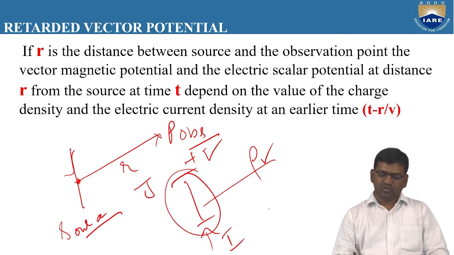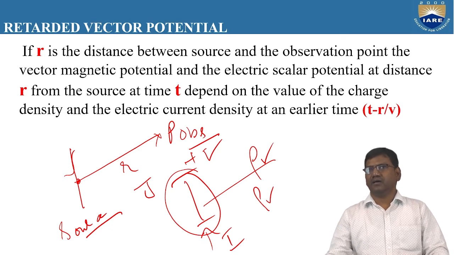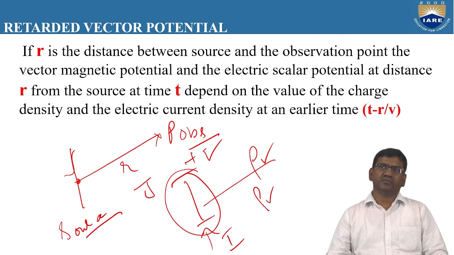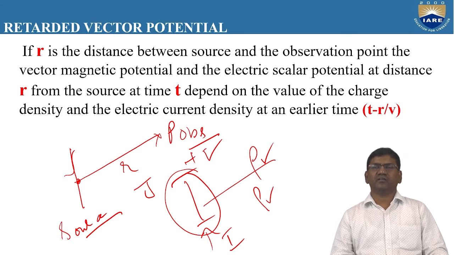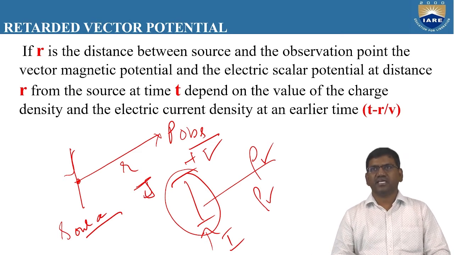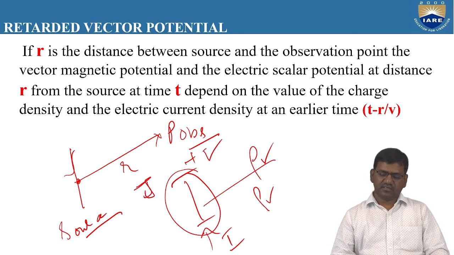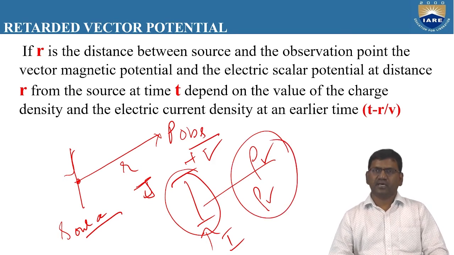That means rho V is nothing but the charge density due to the movement of charges. Due to the movement of charges there will be some charge density, and due to the inflow of current continuously and uniformly along the conductor, there will be some current density J along the length of the conductor. So these things we need to consider to calculate the potential at some observation point P.